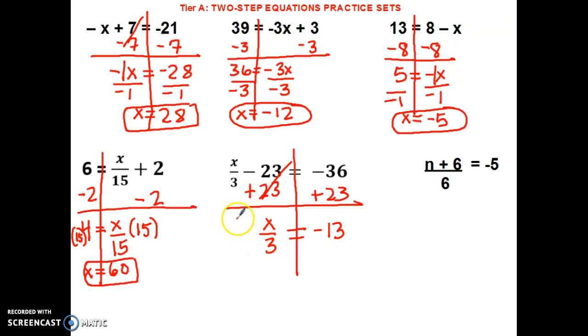How do we get it alone? We multiply both sides by 3. Multiply both sides by 3. That cancels. And x is equal to a negative 39.